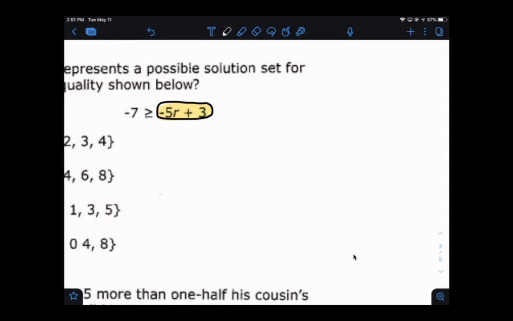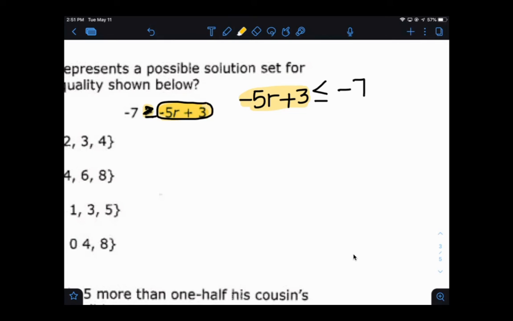So I'm going to write this, look, negative 5 times r plus 3. And this symbol tells me that the negative 5 times r plus 3 has less value, right, than the negative 7. So I'm going to keep it that way. I'm still saying that all of that has less value or equal value to negative 7. If you notice, I just rewrote the inequality, right? I just put the variable on the left side. And I'm still saying that all of this has less value than negative 7.